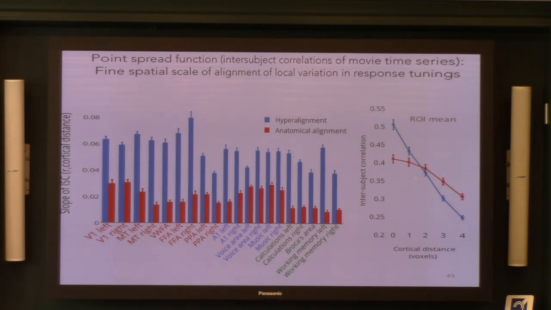And we get a much sharper focusing of the functional signature across cortical distances in the hyperaligned data than in the anatomically aligned data, showing that we really are picking up differences in the functional signature for neighboring vertices. So we're down to about a 2-3 millimeter granularity.